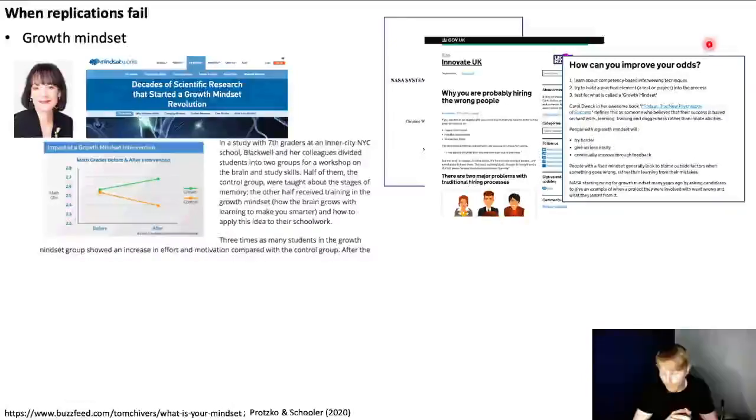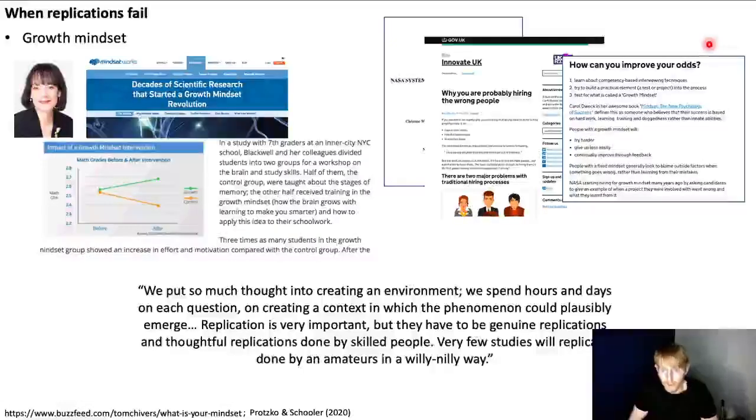So when you do a study that's up front, pre-registered, transparent, you try and find this effect, you get substantially smaller effect sizes. Often in the wrong direction, and often non-significant. Okay, Carol's response to, and by the way, I've linked to a BuzzFeed article, which is actually a really good article that covers the whole debate that's going on about growth mindset. Her response to failed replications has been to say, we put so much thought into creating an environment. We spent hours and days on each question on creating a context in which the phenomenon could plausibly emerge. Replication is very important, but they have to be genuine replications and thoughtful replications done by skilled people. Very few studies will replicate done by an amateur in a willy-nilly way.